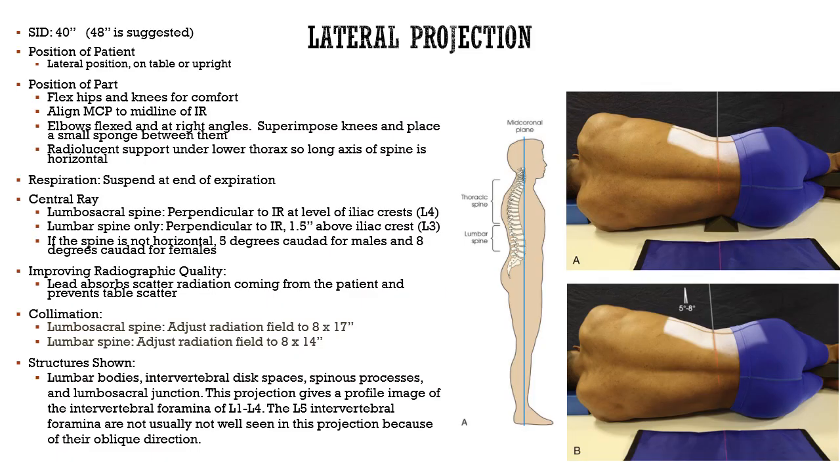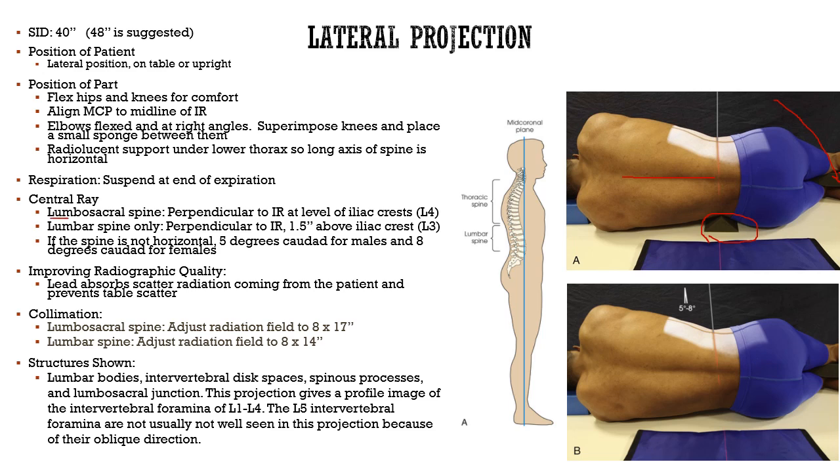The lateral projection is performed also at 40-inch SID, but 48 inches is recommended. We can perform the lateral projection on the table or upright. If the patient is recumbent, we want to flex the hips and knees for comfort and align the mid-coronal plane to the midline of the image receptor. The elbows should be flexed and at right angles. We want to superimpose the knees and place a small sponge, as can be shown, between them. A radiolucent sponge should be located beneath the lower thorax so that the spine is horizontal. The lumbar spine should be performed with the respiration at the end of expiration.